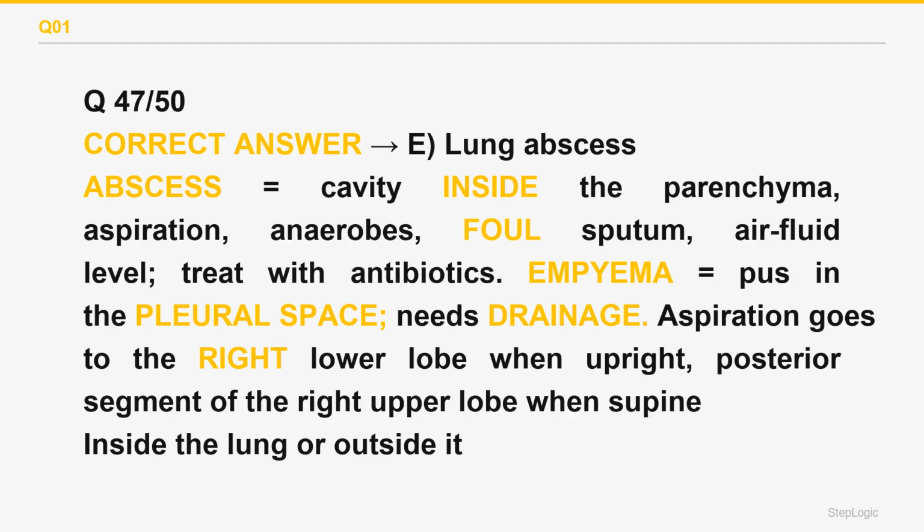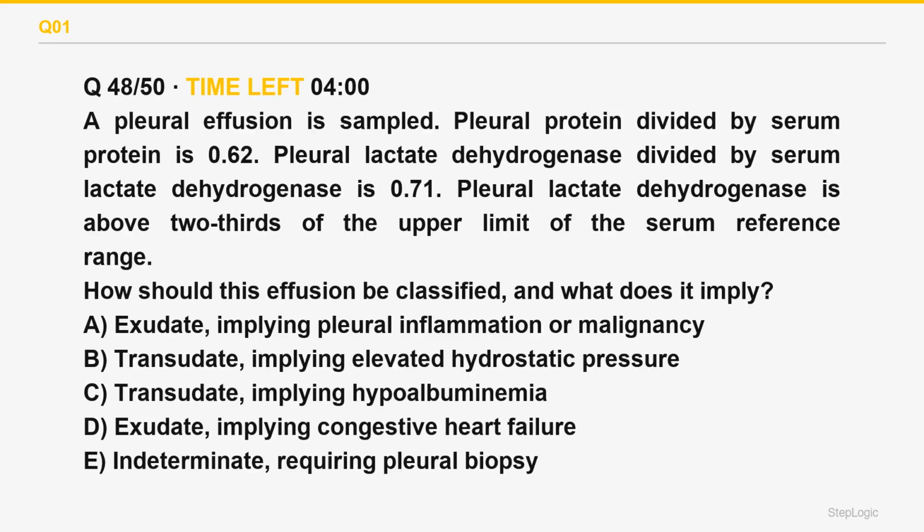How should this effusion be classified, and what does it imply? A pleural effusion is sampled. Pleural protein divided by serum protein is 0.62. Pleural lactate dehydrogenase divided by serum lactate dehydrogenase is 0.71. Pleural lactate dehydrogenase is above two-thirds of the upper limit of the serum reference range.